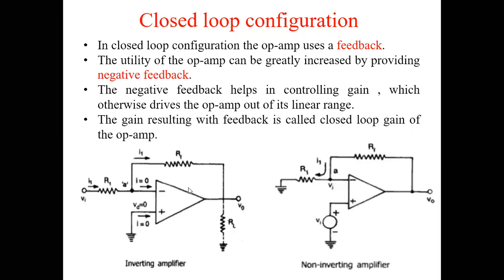Okay. And sometimes, in special cases, you can connect the feedback to the positive terminal, which becomes a positive feedback. If the output is connected directly to the positive terminal of the op amp, then it becomes a positive feedback. Okay. So in this manner, we can have the closed loop configuration and open loop configuration.